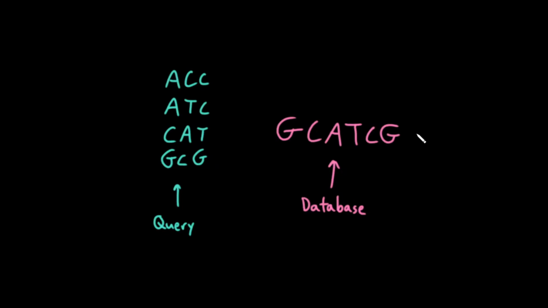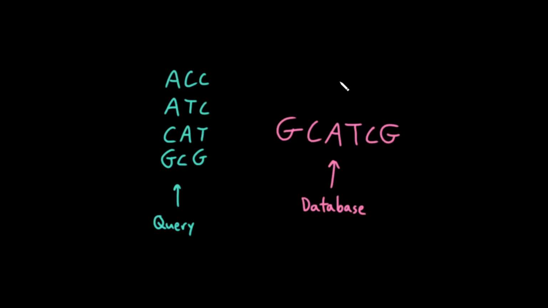This would be, for example, the human genome, and this database doesn't really change. But then every experiment, we generate this massive set of query sequences where each of these sequences is short, but we could have millions of these sequences. And we want to find where every single one of these queries appears in my database string.